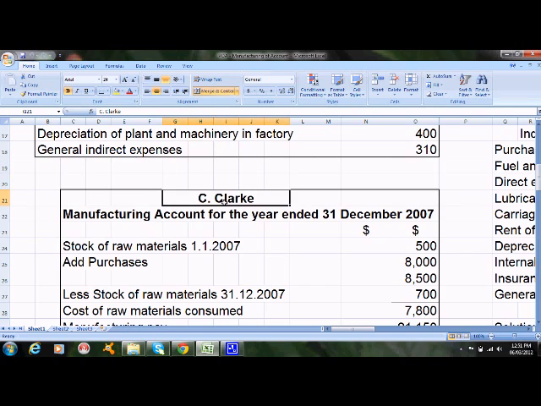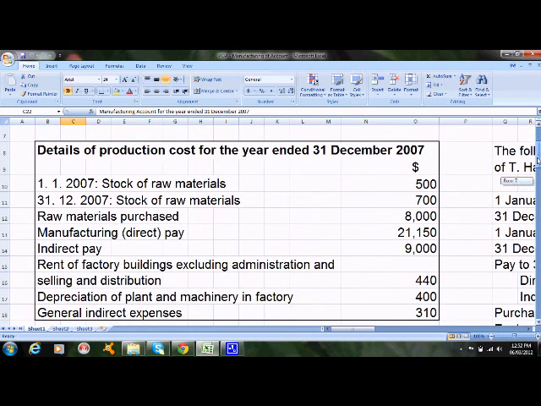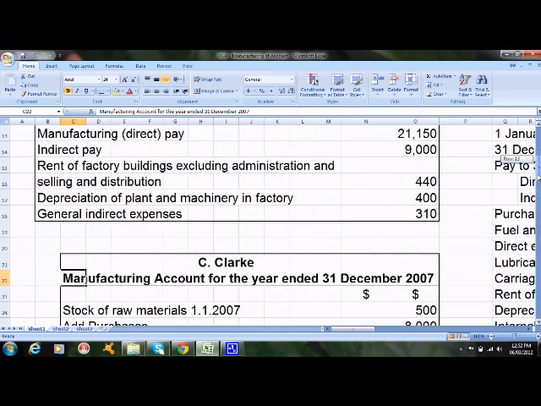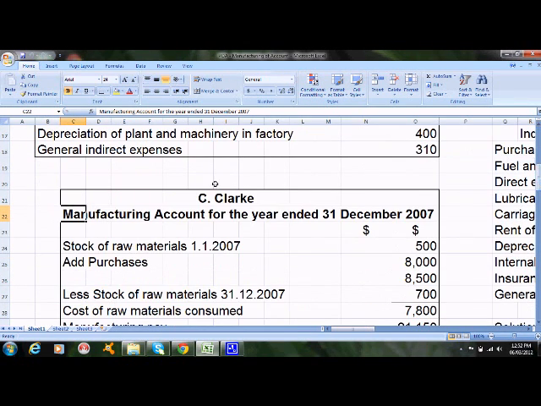First thing you do is write the name of a person who is C. Clark. Then you write in the term manufacturing account for the year ended December 31, 2007. What you can do, friends, is pause the video. Every time we go on a thing, pause the video, write it down, and follow as we go along. Please do that.